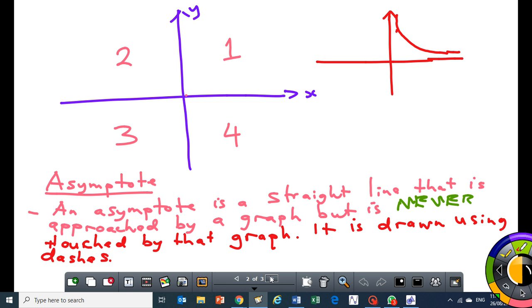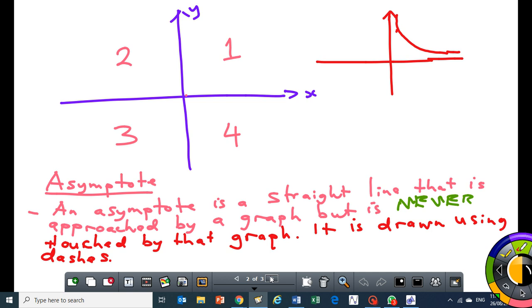In this subject, you need to memorize and know where quadrant 1 is, quadrant 2 is, quadrant 3 is, and quadrant 4 is from now on. Because the concept of quadrants is very important, not only for functions and graphs. Later, when you do trigonometry, you are going to need that knowledge. So make sure you are aware of the four quadrants.